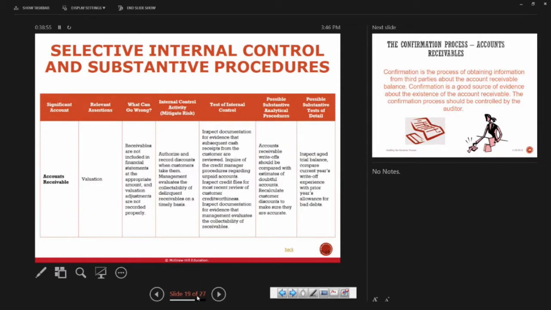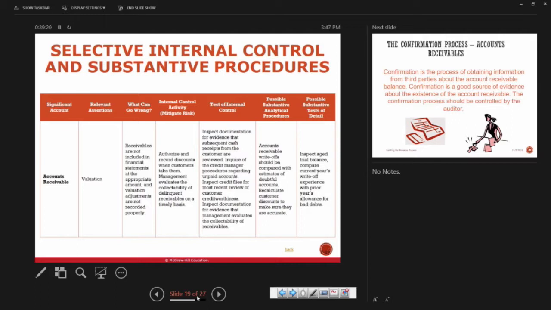Another one, valuation, deals with the net realizable value. What could go wrong? Receivables are not included in the financial statements at the appropriate amount. In other words, they're not valued appropriately, not at their net realizable value. A control that would mitigate would be authorize and report discounts when customers take them. Management evaluates, so two things.